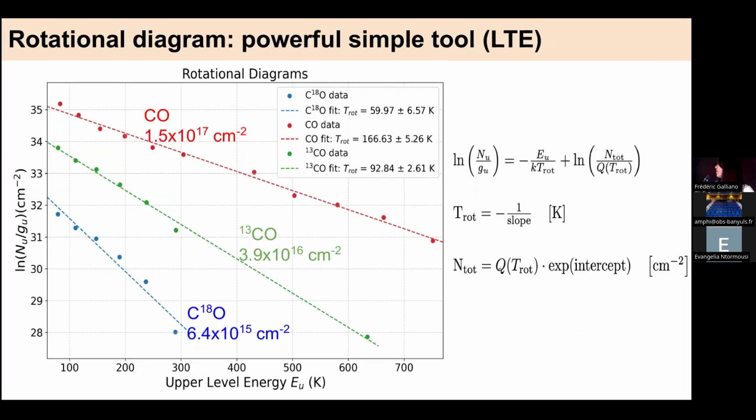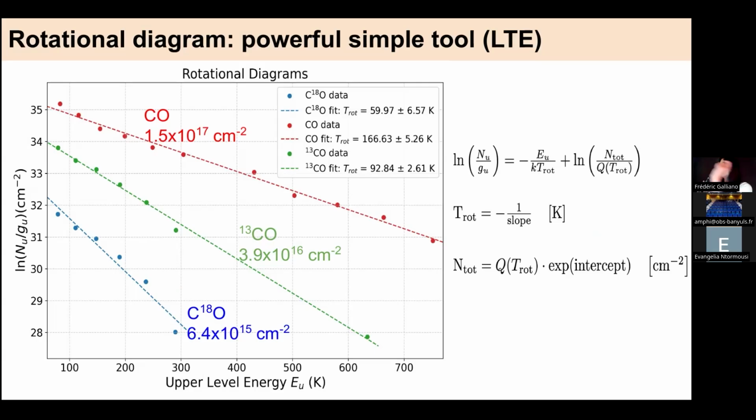How did we do that? The level populations follow a Boltzmann distribution. So we expect to see straight lines, as you see here, and that's what we observed. Once we fit a slope using the second formula, we get the rotational temperatures. From the intercept and the partition function, we can derive the total column densities.